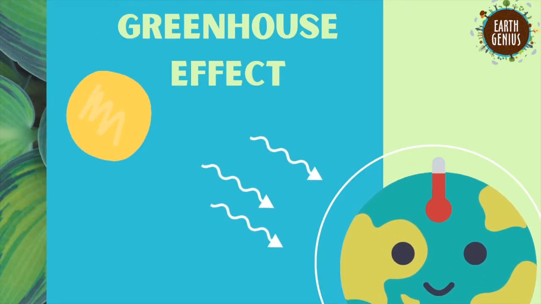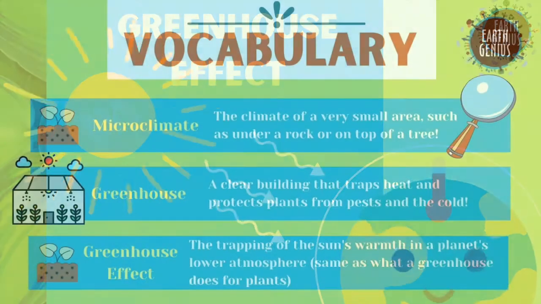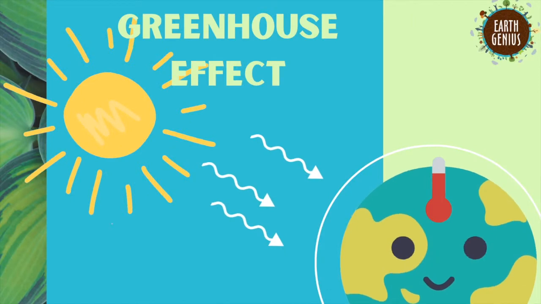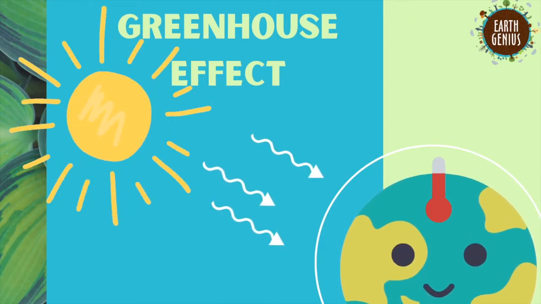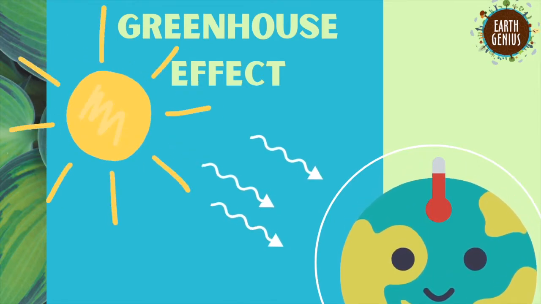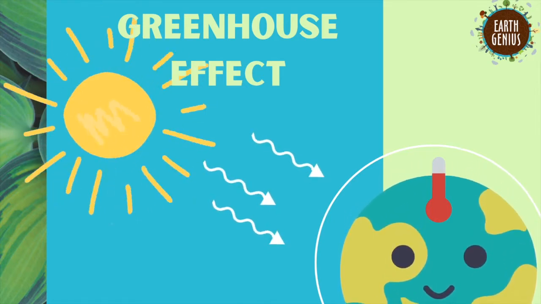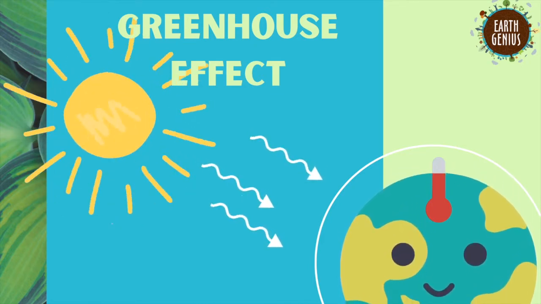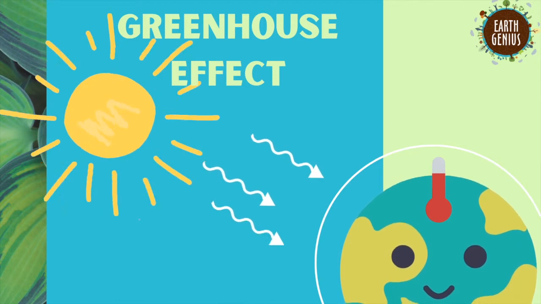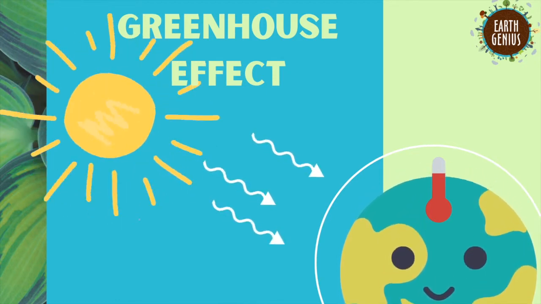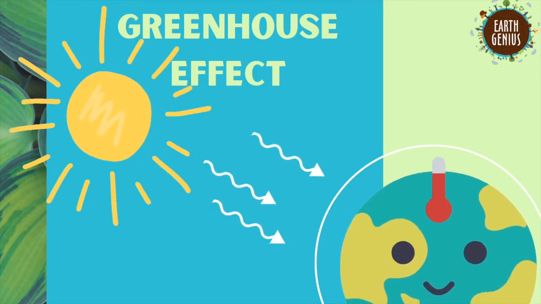Our last word is greenhouse effect. The greenhouse effect is when the sun's warmth gets trapped in the lower atmosphere of the earth. If you've heard this term before, you might know that the greenhouse effect can be really problematic. When we think about it in the context of our whole entire planet warming up, that can cause big changes around the world. But when we think about the greenhouse effect only affecting something small, like a greenhouse, it can be great to protect our plants.